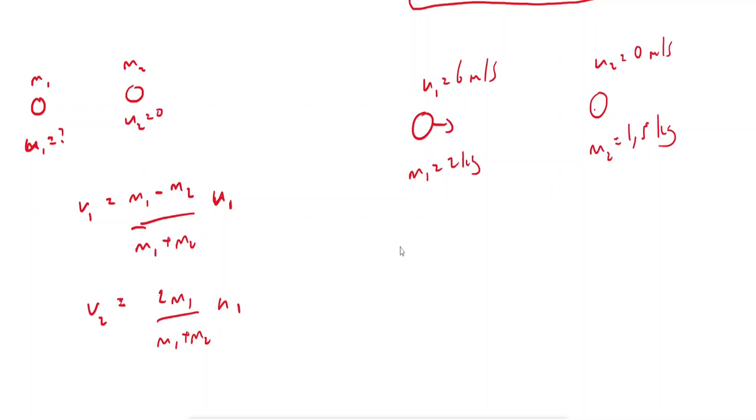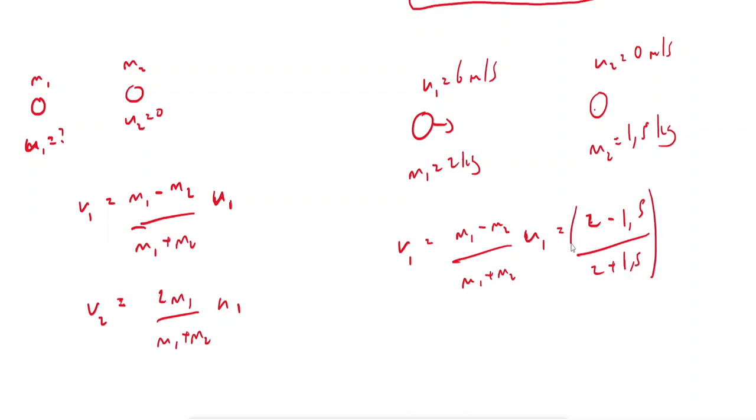So you'll say, okay, fine. V1 is going to be (M1 minus M2) over (M1 plus M2). Just use the fact that you have derived this; there's no need to rederive it again. M1 is 2 minus 1.5, over 2 plus 1.5, and you multiply everything by 6. You can put a bracket here if you want. So basically this is 0.5 divided by 3.5 multiplied by 6. And how much is that?